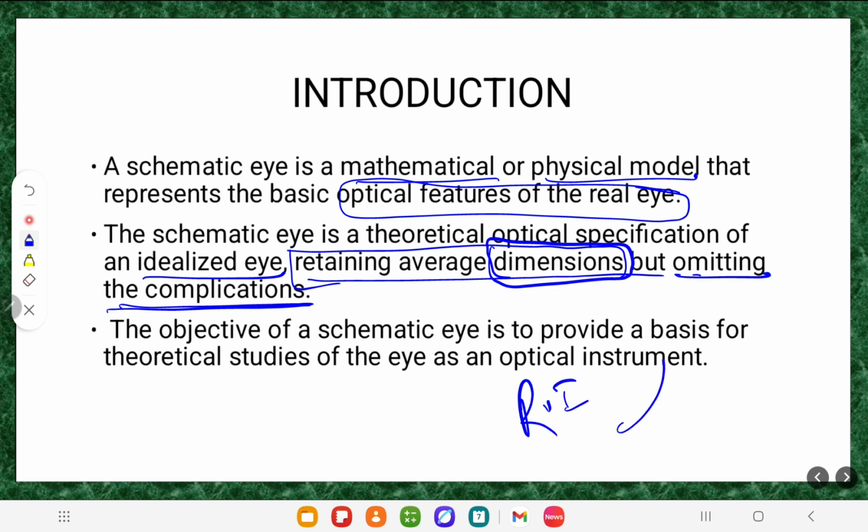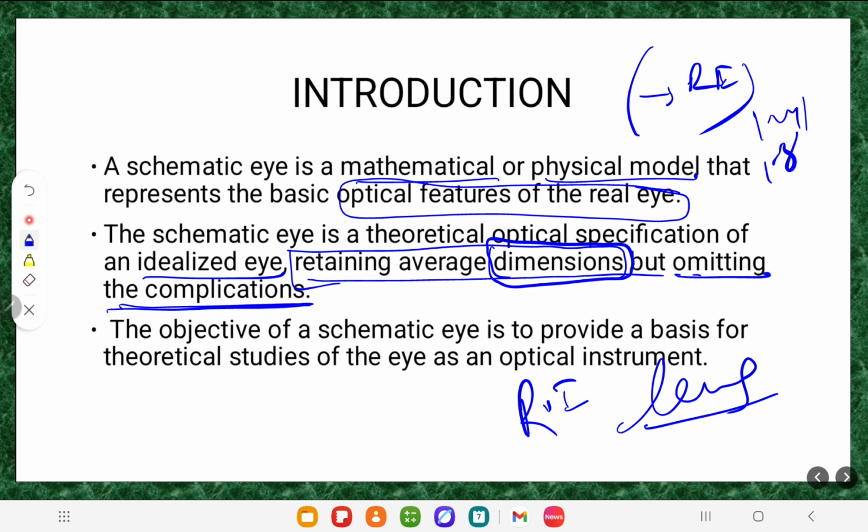The refractive index of the lens is graded: moving from cortex to nucleus, the refractive index increases. It's not simply that the nucleus is 1.41 and the cortex is 1.39. It's not that simple. Another complication we omit is that at least four refracting surfaces are aspheric, not spherical. Nowadays the newer forms of schematic eye try to address that too, but it's quite complicated.